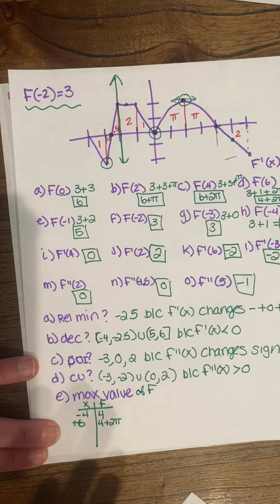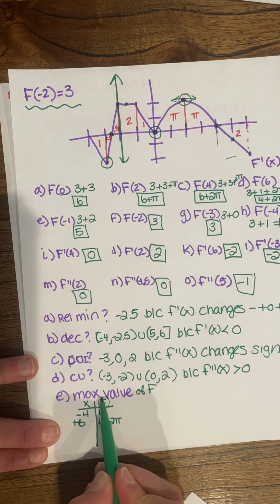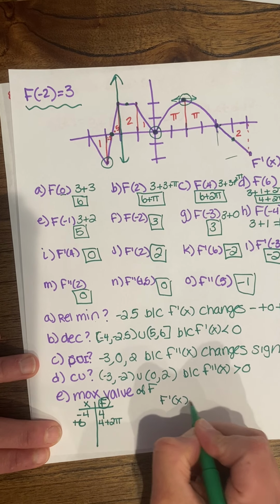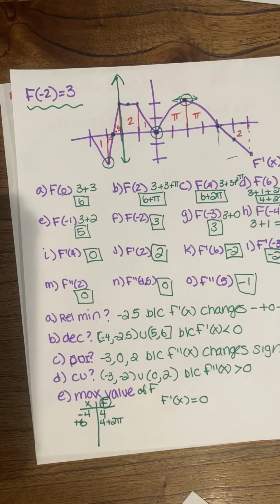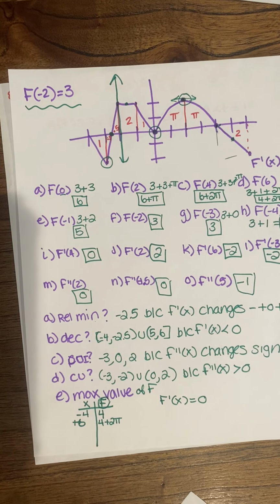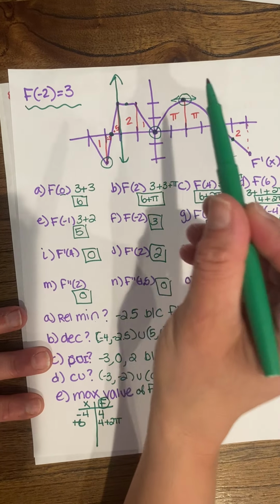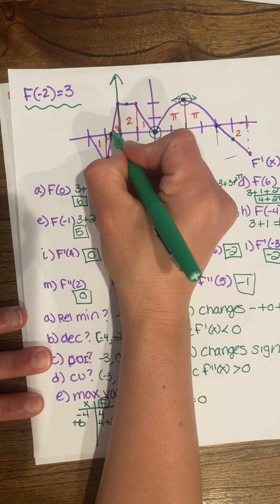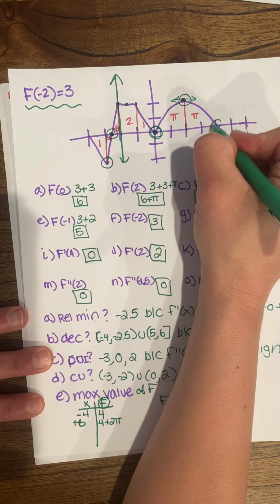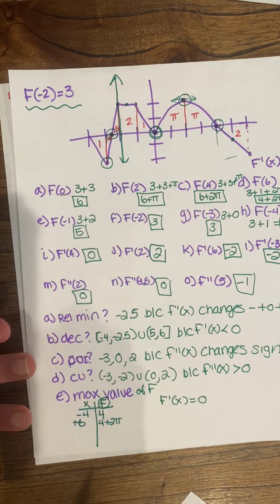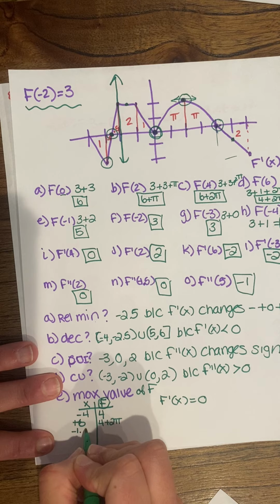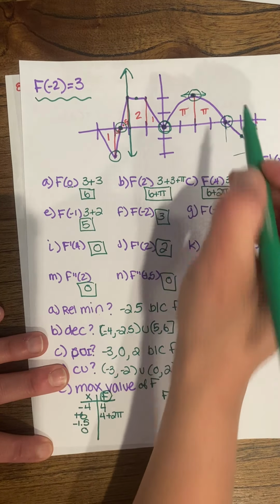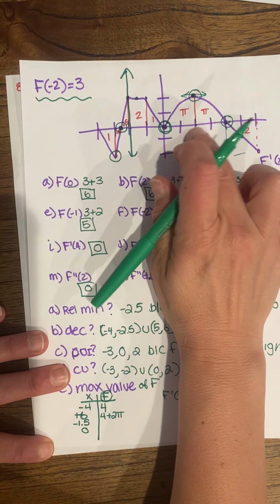But remember, the other candidates are wherever its derivative equals 0. Okay, so now again, we don't have an equation to solve, but we just need to know where the derivative graph equals 0. So the derivative graph equals 0 at 3 places, here, here, and here, right? So I have -1.5. Okay, I have 0, and I have 4.